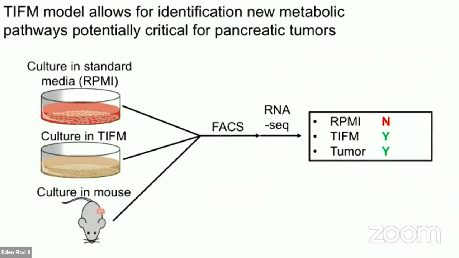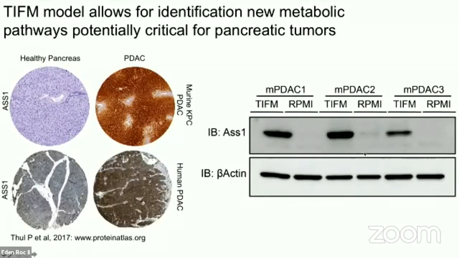And so Juan went back to RNA-seq data, looked for metabolic pathways that are up in our TIFA model, up in the tumor, but not expressed in our RPMI. There's a whole slew of these metabolic pathways. The one that Juan focused on is this enzyme ASS1, or argininosuccinate synthase. I'm showing the protein confirmation of the RNA data here.